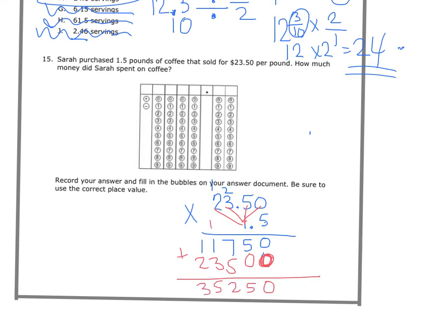And then I need to place my decimal in. Okay, how many decimal places are here? 2. How many are here? 1. How many should be in our answer? 3, because you add them together. 2 plus 1 is 3. I need 1, 2, 3 in my answer. When we have money, we just have 2 decimal places, and look, that's a 0, so I'm just going to drop it. And my answer is $35.25. I saw that.